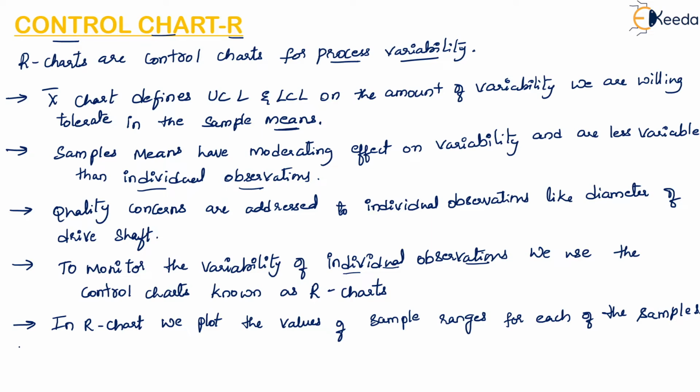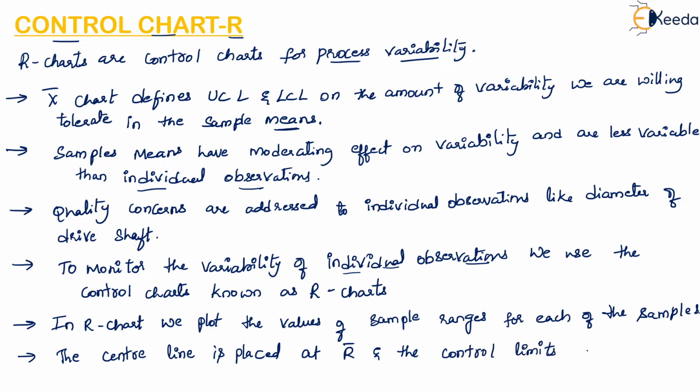The center line is placed at R bar, and the control limits are calculated from the sampling distribution. In the X bar chart we have seen that the center line is the mean, but here it will be R bar, that is the range, and the control limits are calculated from the sampling distribution.